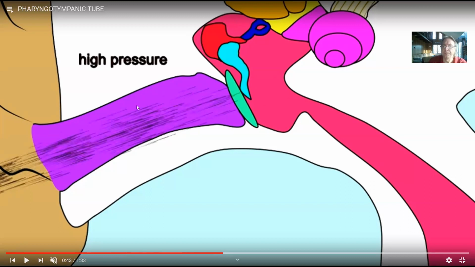And so here's a problem. This pressure keeps changing. But to hear best, we need the pressure on either side of this eardrum, this tympanum, to be the same. Otherwise, you would say, oh, I love listening to music on the top floor, not on the bottom floor.